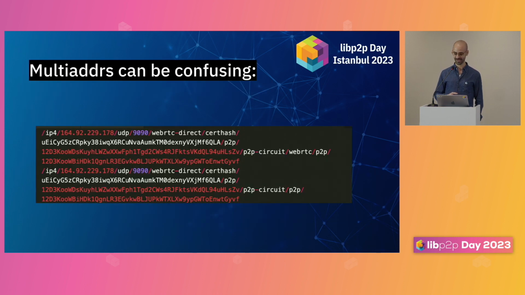Another one is multiaddrs can be super confusing. So I would love it if someone can actually tell me what's the difference between these two. I know that one of them is essentially a circuit relay connection to another peer, and the other is a direct one. But yeah, both of these are multiaddrs for the same peer. One of them is just going through a circuit relay through a WebRTC direct connection, as far as I understand. But yeah, please help me with this one.